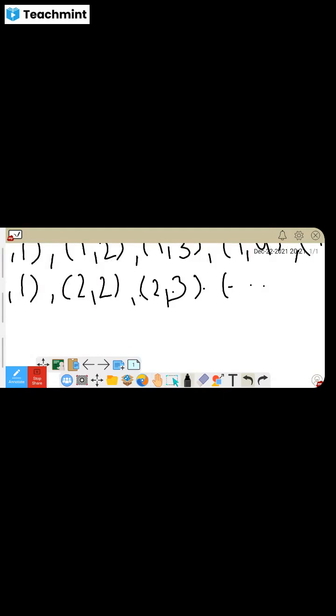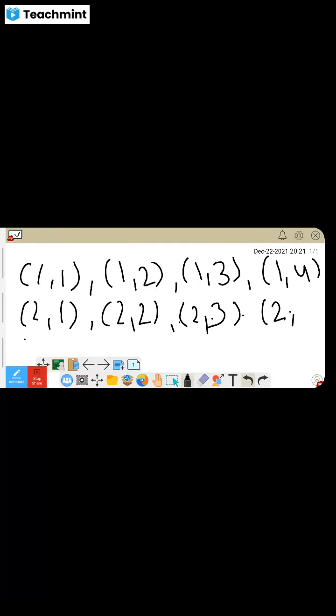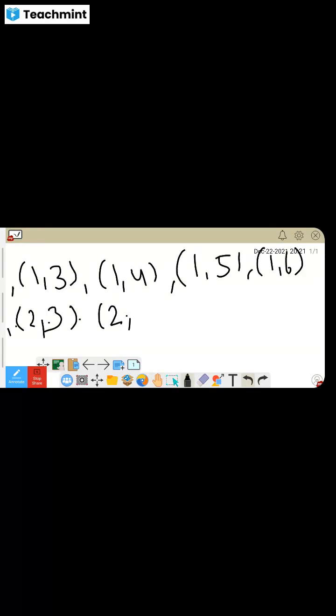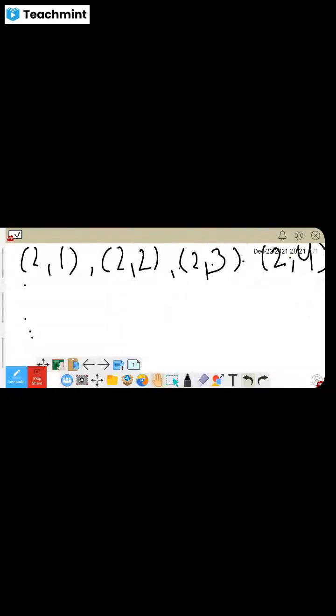It means it can have these types of outcomes. One on the first die and one on the second. It can have one on the first and 2 on the second. Similarly, in this way, it can have any one of them. Can you tell me what will be the next?